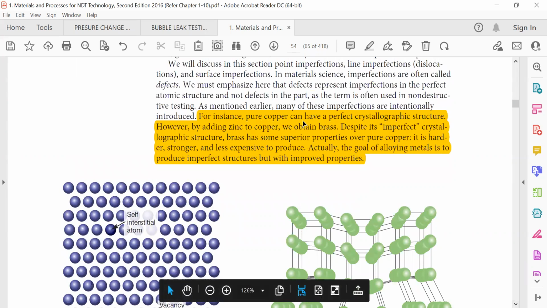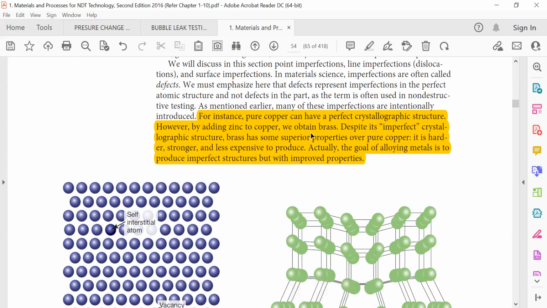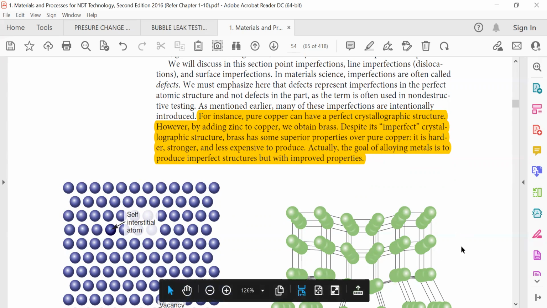For instance, pure copper can have a perfect crystallographic structure. However, by adding zinc to copper, it becomes brass. Despite its imperfect crystallographic structure, brass has more superior properties over pure copper. It is harder, stronger, and less expensive to produce. Actually, the goal of an alloying element is to produce an imperfect structure but with improved properties.